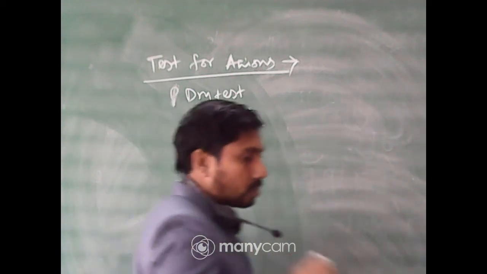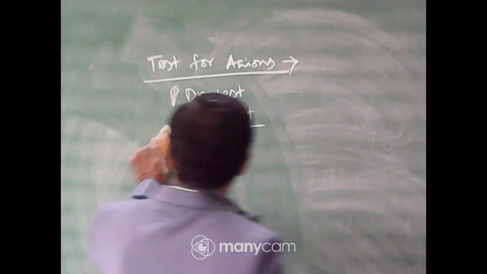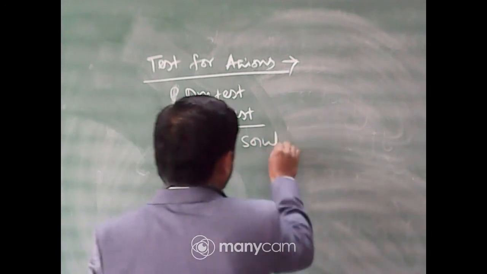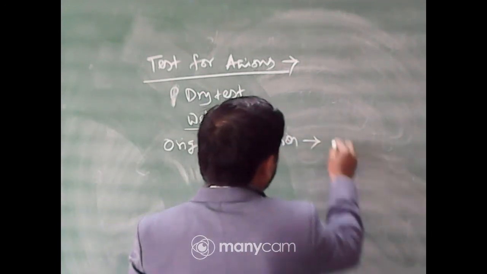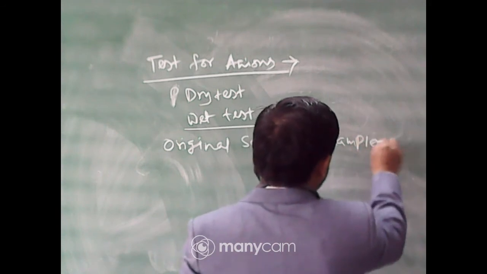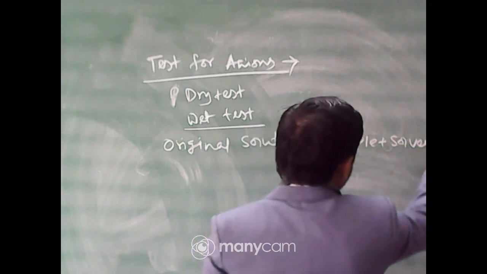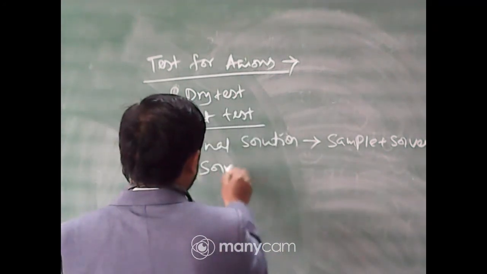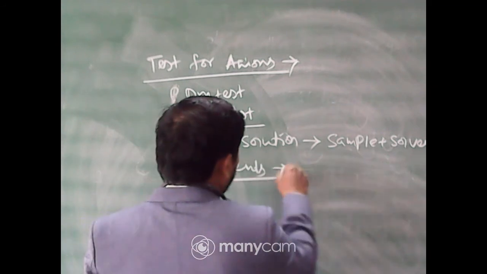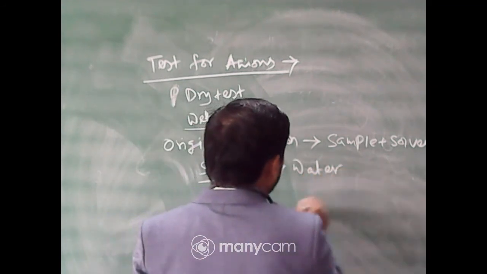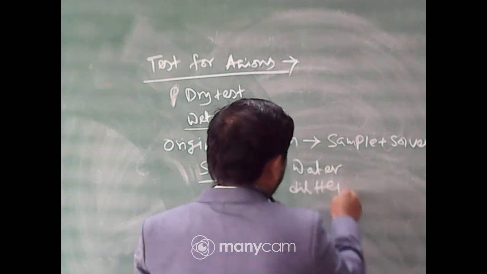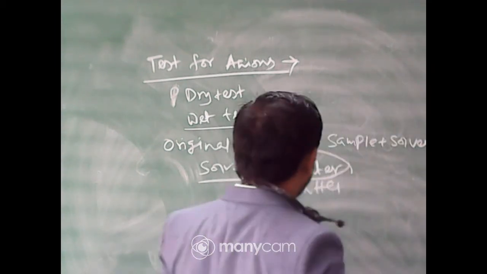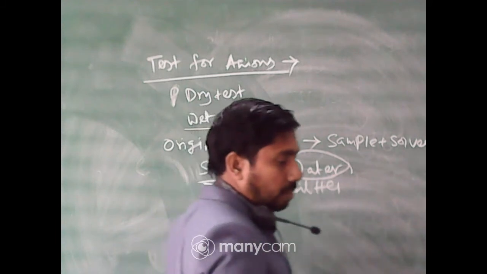So what is this solution called? This is called OS, or original solution, that is prepared by the sample plus a solvent in which the sample is soluble. Now what are the solvents used here? Basically the solvents are water and dilute HCl. But in your syllabus, to avoid much complexity, water soluble samples are given. All the samples are water soluble.